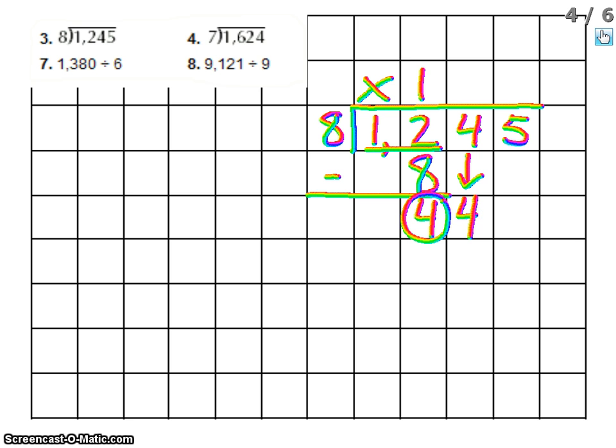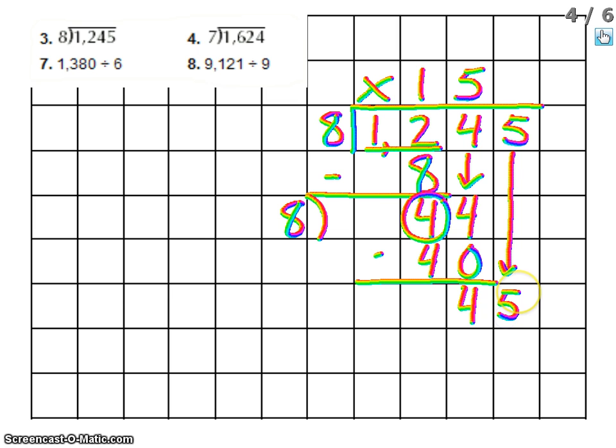So now we have 44, and we start our steps all over again. We divide. 8 into 44 goes 5 times. Now we multiply. 8 times 5 is 40. We subtract. 44 minus 40 gives me 4. We check. 4 is less than 8. So because 4 is less than 8, now we can bring down the 5. Now it's time to start all the steps over again.